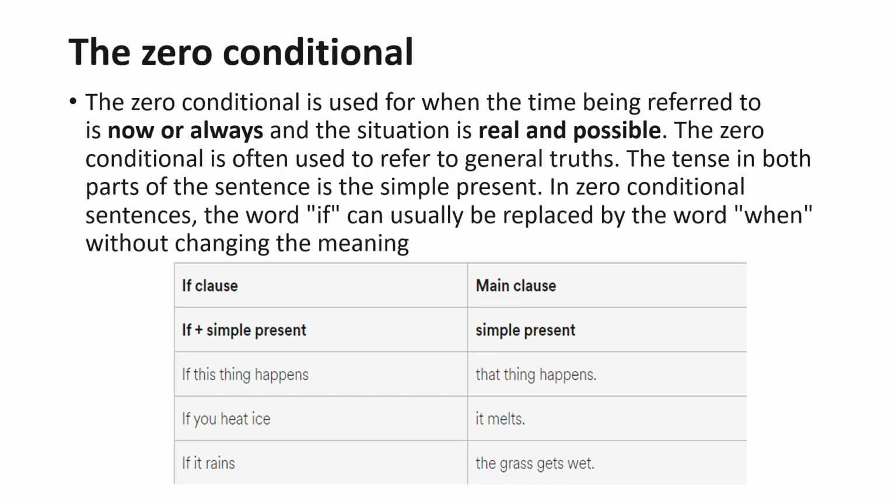In the if clause, we use simple present, and in the main clause it's simple present. For example, if this thing happens, that thing happens. If you heat ice, it melts. If it rains, the grass gets wet. So this is the example for the zero conditional.